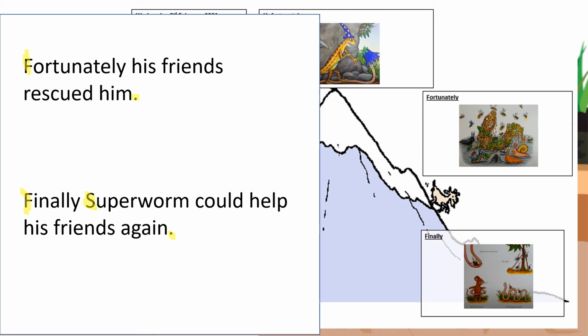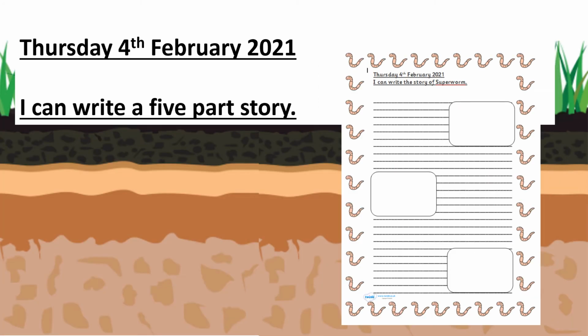Now you can go back through this video and have another look at this whenever you need to. When you're doing your own writing, you need to think capital letters, full stops, finger spaces between your words, and using your phonics to write those words. The words that are in the boxes on your plan, you can just copy those, but the rest of them you can use your phonics to help you. So you're going to write the 5-part story now. You're going to think about the 5 sentences.